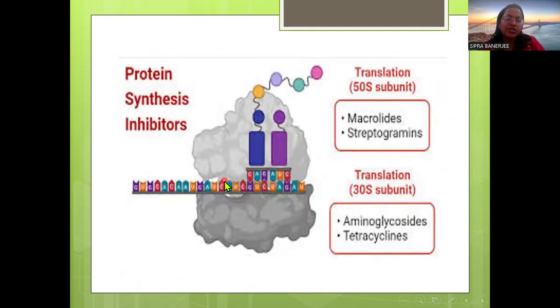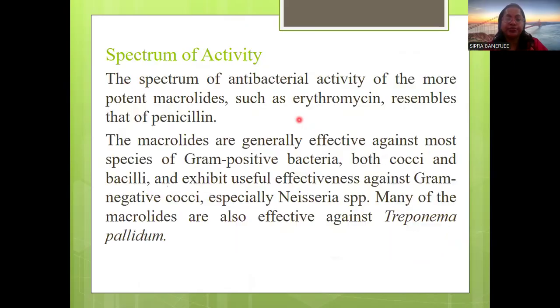This is a diagram where you can see the ribosome, with the 50 subunit and the 30 subunit. The 30 subunit is blocked by aminoglycosides, which are a type of drug. But the 50S is bound by macrolides and streptogramins. The RNA carries different amino acids which are placed in a sequence. Apart from these amino groups, it will attract the macrolide, which also contains some amino groups. As a result, irreversible inhibition will occur.